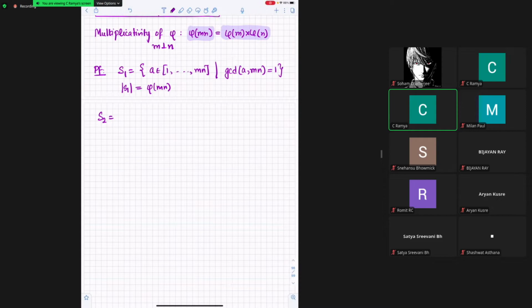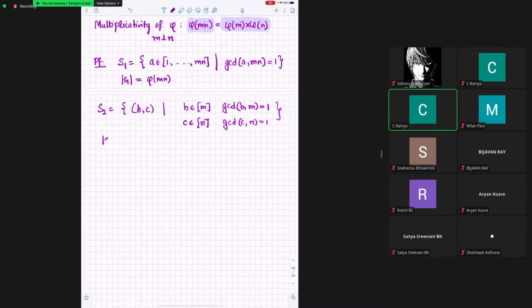Look at all elements that are co-prime to m and all elements that are co-prime to n. What should I do to these two sets, the operation to get these many elements? Consider pairs of such elements. Yeah, consider like the Cartesian product, right? So you have (b, c), where b is a number from 1 to m such that the GCD of b and m is 1, and c is a number from 1 to n such that the GCD of c and n is equal to 1. Right? So these two sets.